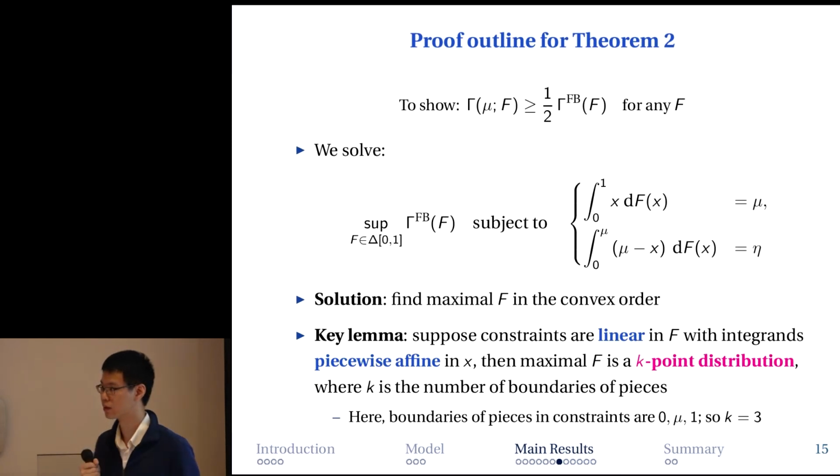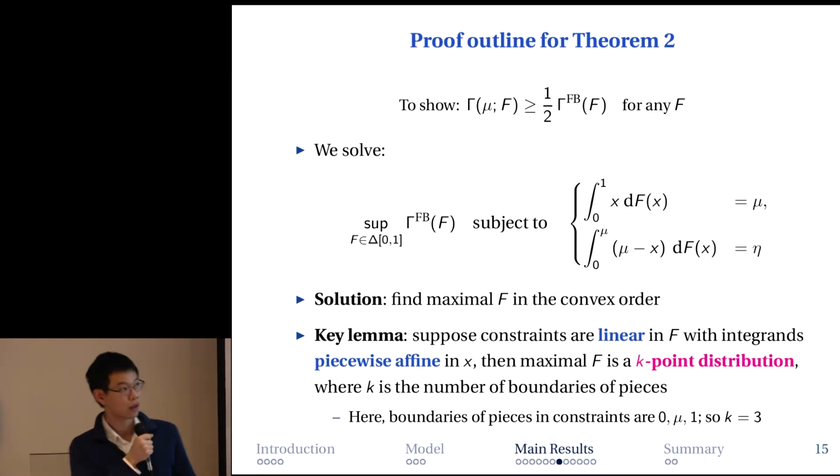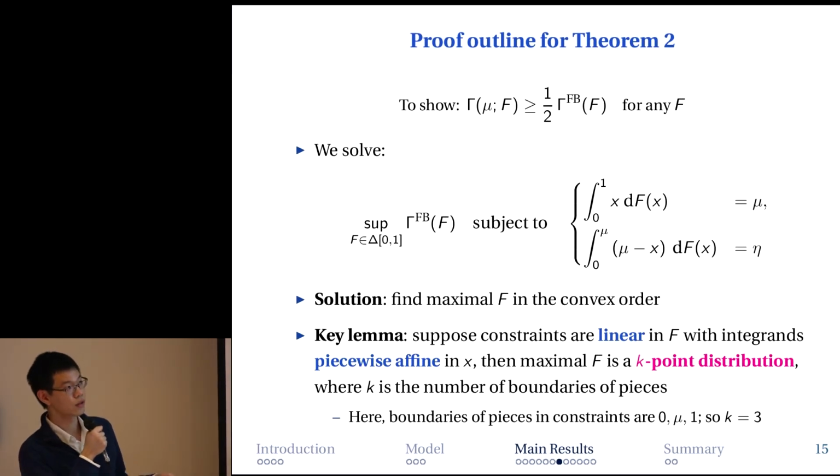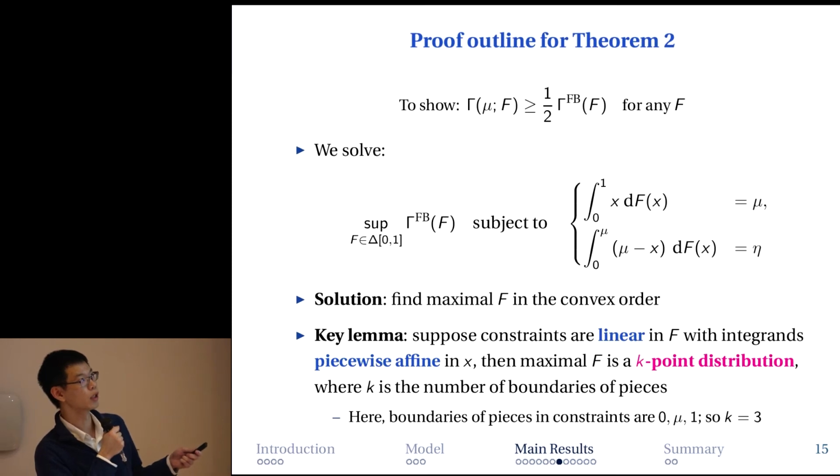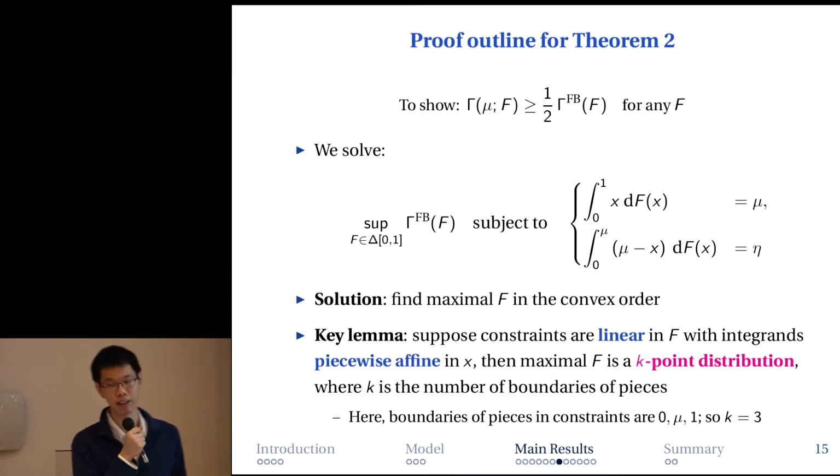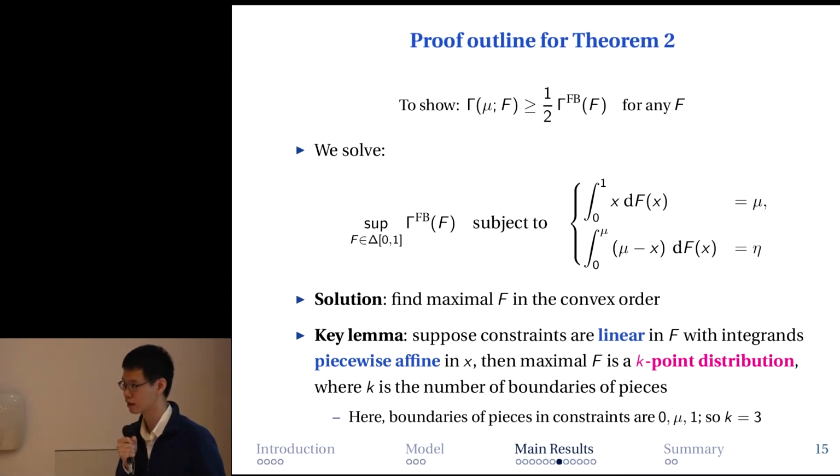Right, so the second condition here is that the gains from trade under mu. So we're writing the gains from trade under the mean price mu. This is exactly this integral here. So we're maximizing the first best gains from trade subject to the mean being mu as well as the expected gains from trade under mu being eta. Yeah, thank you.